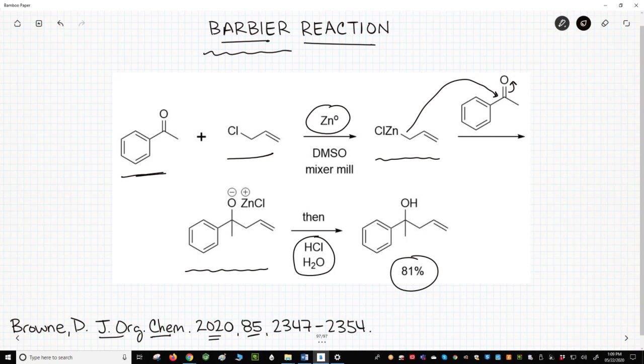In conclusion, heterogeneous reactions often benefit from additional tools, like mixer mills, to facilitate the reaction. If you are interested in learning more about the work of the Browne group and aspects of mechanochemistry, then check out the reference on this slide or in the video description.